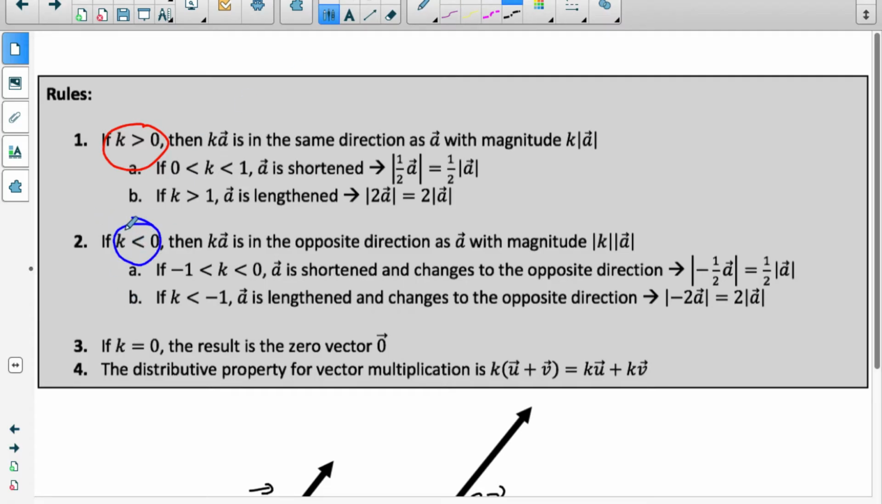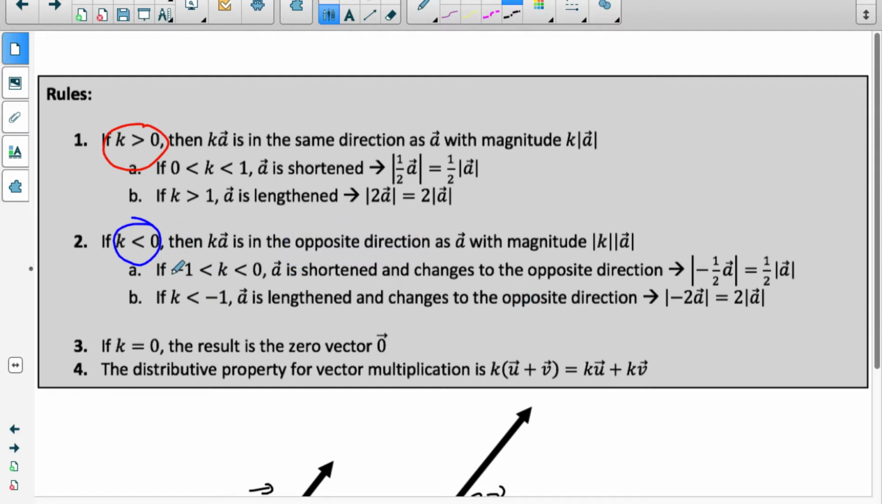So if you multiply vector A by a scalar that's negative, then k times vector A is in the opposite direction as vector A, with a magnitude that's equal to the absolute value of k times the magnitude of vector A. So let me talk about that.